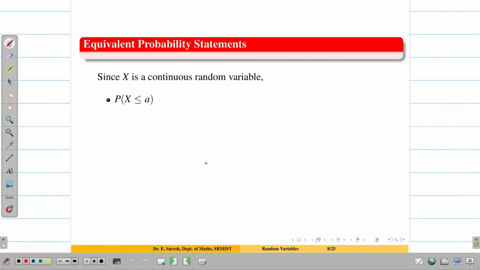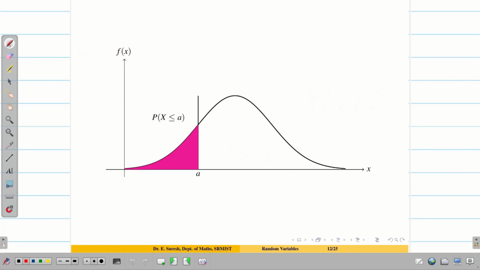From this, we are going to find the next content. What is the probability of X less than or equal to a? When it is the probability of X less than a, we will not include a. When I say the probability of X less than or equal to a, we have to include the point a also.